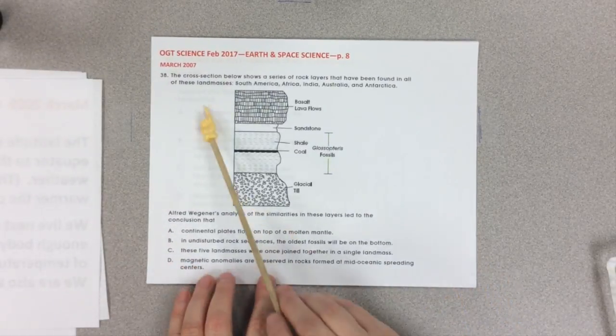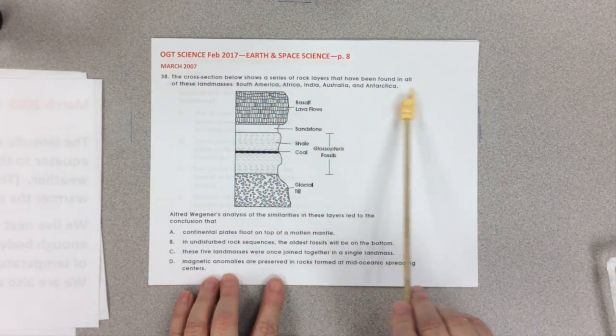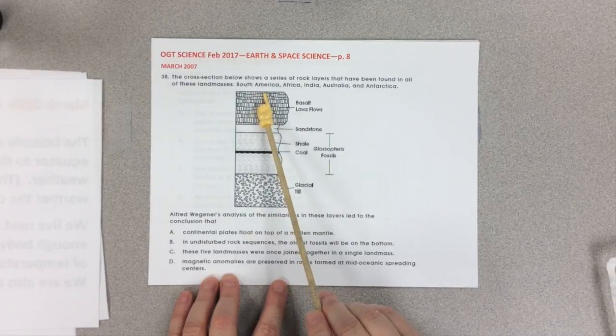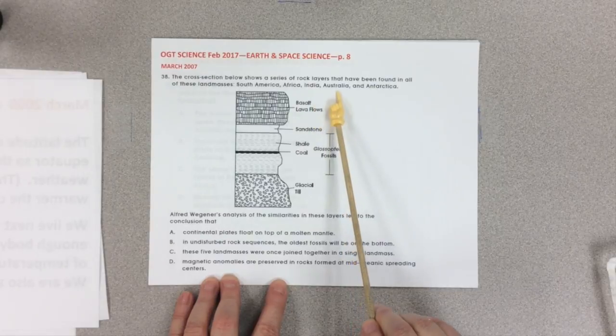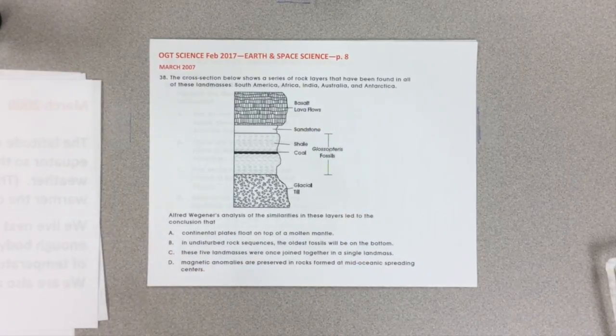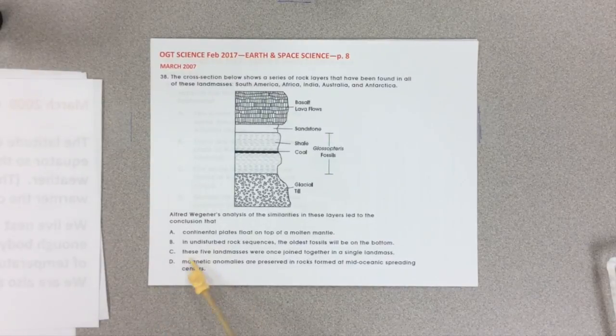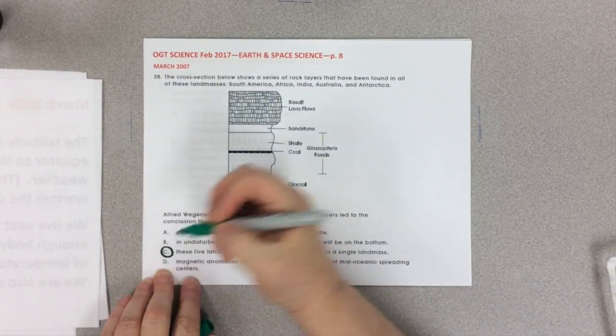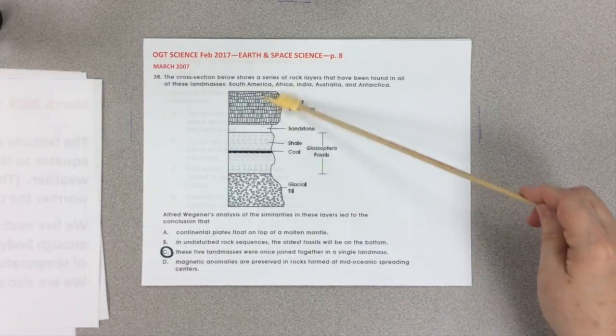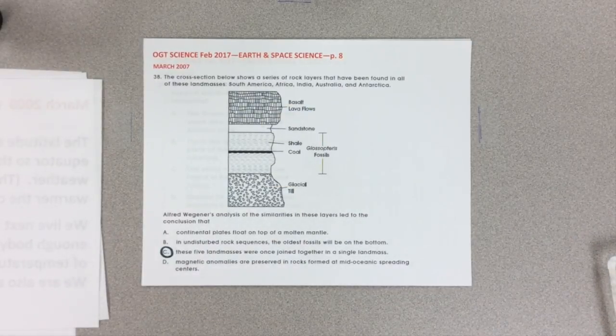Okay, it says the cross section below shows a series of rock layers that have been found in all of these land masses. This series of rocks in South America, Africa, India, Australia, and Antarctica. Alfred Wegener's analysis of the similarities in these layers led to the conclusion that these 5 land masses were once joined together in a single landmass. So that's one of our proofs. The rock layers, then there's also the fossils that tell us that these land masses were once joined.